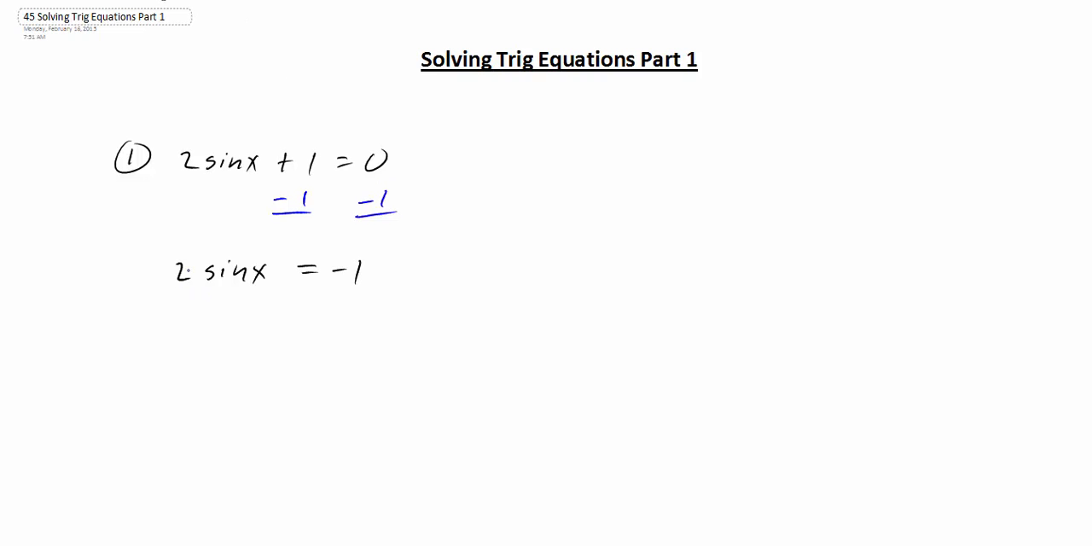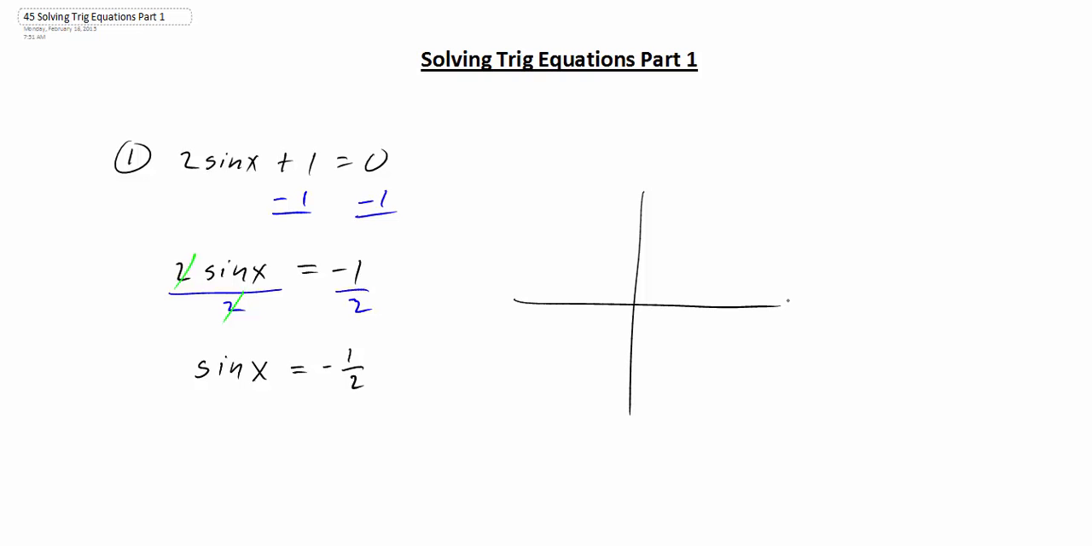And then we're going to eliminate the 2, because that's multiplication. We're going to divide by 2. So the 2's cancel out, and we are left with the sine of x is equal to negative 1/2. And at this point, this is where we would go to our circle, and we would look on the unit circle. Where do we have a y value? The sine function is y, so where do we have a y value that is a negative 1/2?